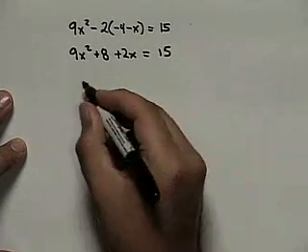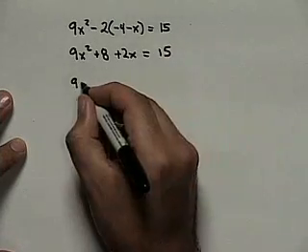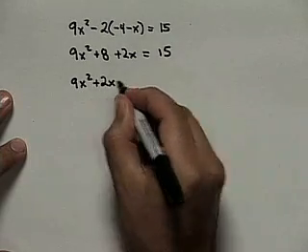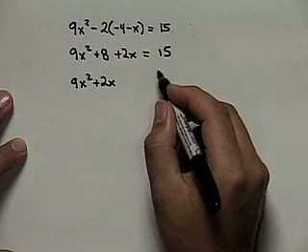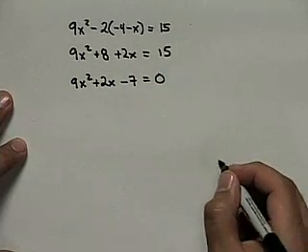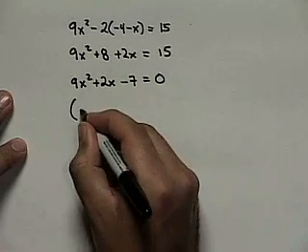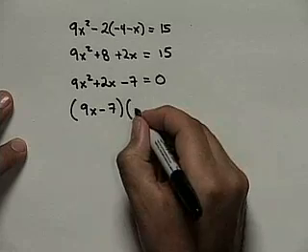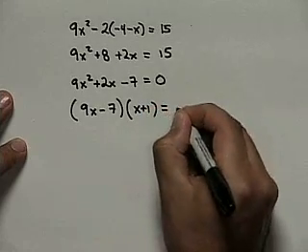And now, rearranging the terms and bringing the 15 over to the other side, we have 9x squared plus 2x, and then subtracting 15 from both sides gives us a negative 7. All of this equal to 0. And now factoring this, we end up with 9x minus 7 times x plus 1 equaling 0.